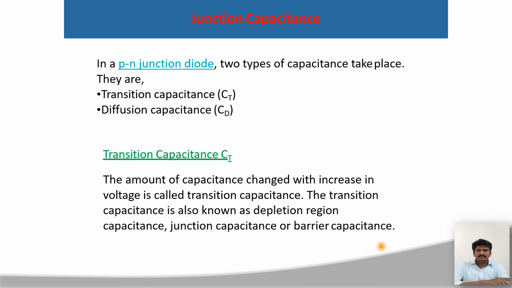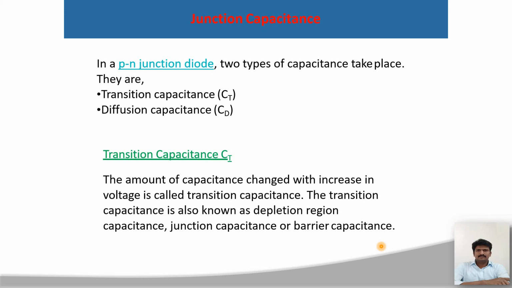Junction capacitance. We have the parasitic elements of the diode, like you know, transition capacitance and diffusion capacitance. The amount of capacitance that changes with increasing voltage is called the transition capacitance. It means that as the input voltage is changing, that capacitance is also going to be changing. The transition capacitance is also known as the depletion region capacitance, junction capacitance or barrier capacitance. As a depletion region is formed between p-type and n-type material, that region itself acts like a capacitance. That capacitance you can call a transition capacitance.